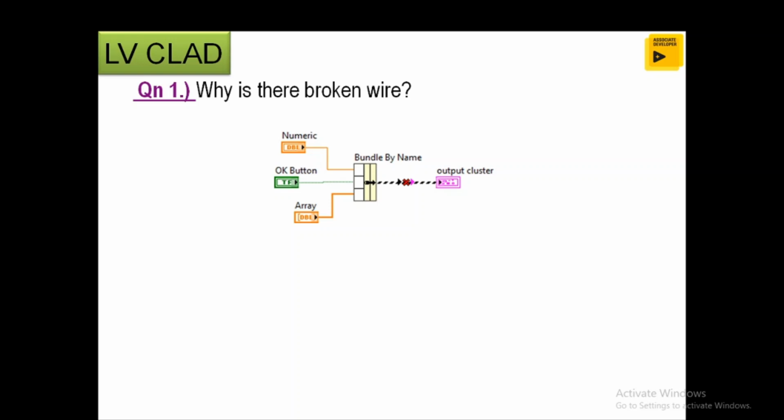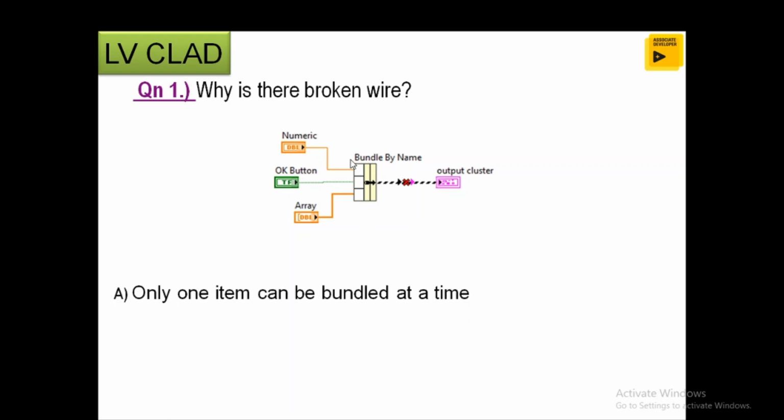As I mentioned in the introduction video, you can see the link of the introduction video in the description also. Here the bundle by name functionality has been connected with three different controls, but there will be some broken arrow while connecting that cluster. Mostly whenever we are wiring, some names will be present, like a numeric, an OK button, and an array.